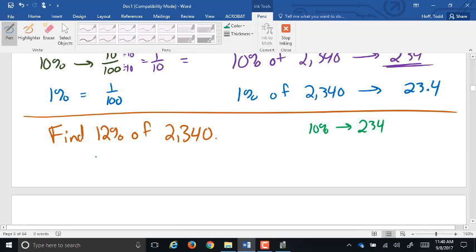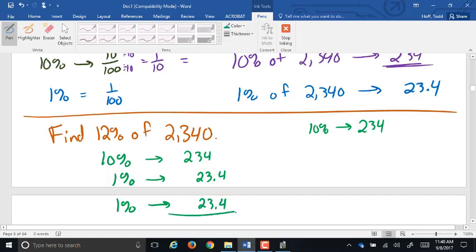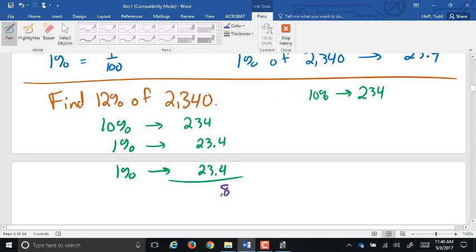But I can actually find it exactly. 12% is 10% plus 1% plus 1%, right? 10 plus 1 plus 1 is 12. 10% is 234. 1% is 23.4. And of course, another 1%, so another 23.4. And we can just simply add those up. So it's 280.8 is 12% of 2,340.